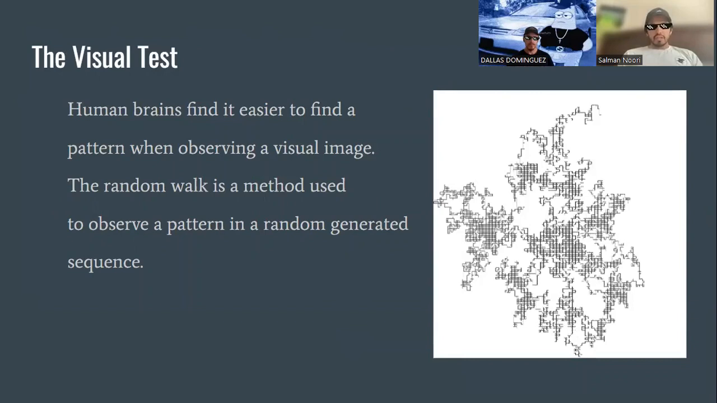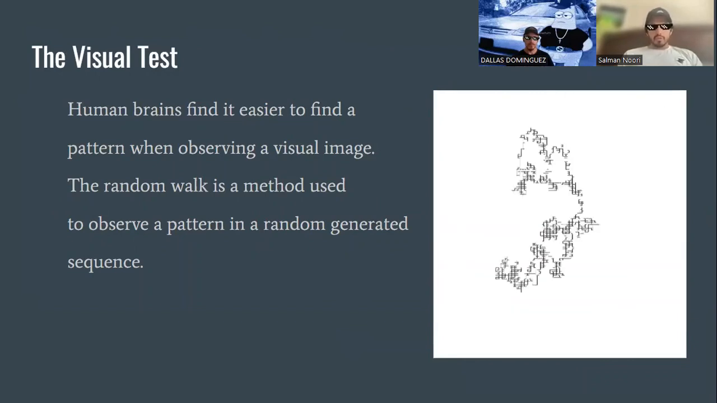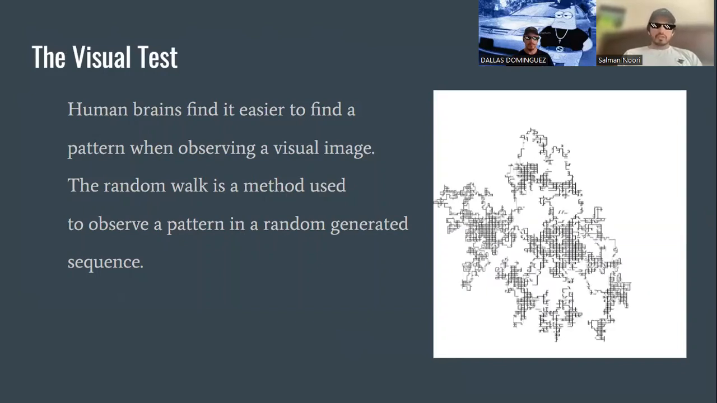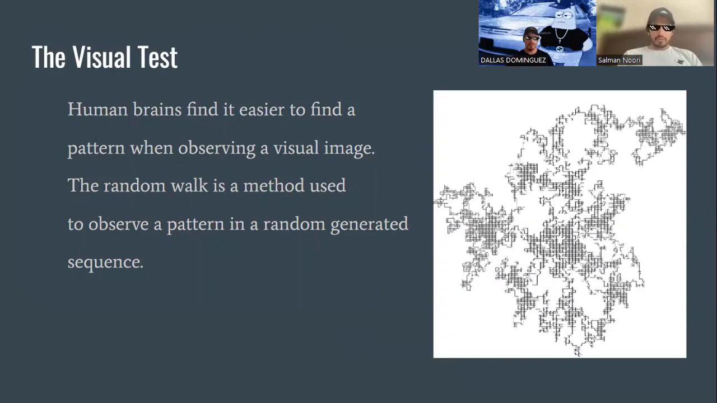Next, we'll talk about some tests that are developed to check and test how truly random a number is, because there are so many ways of generating numbers, so there are so many tests as well. One of them is the visual test, which would be easier for humans to use, since they can follow this random walk, and they can see if there's a pattern to this walk.